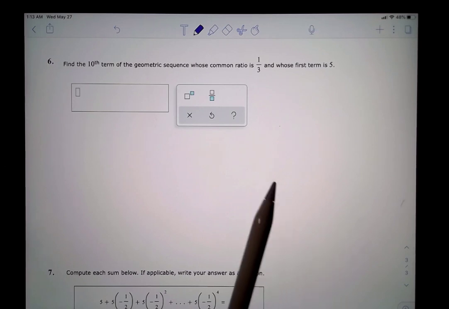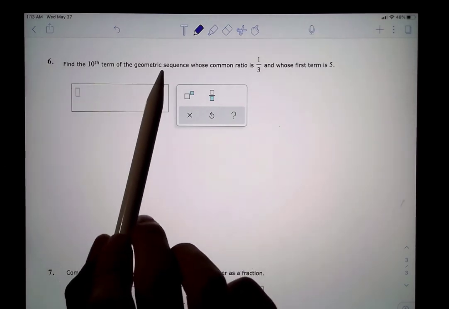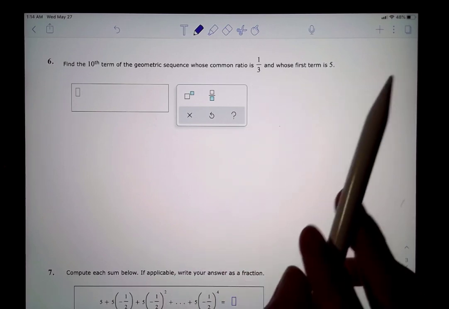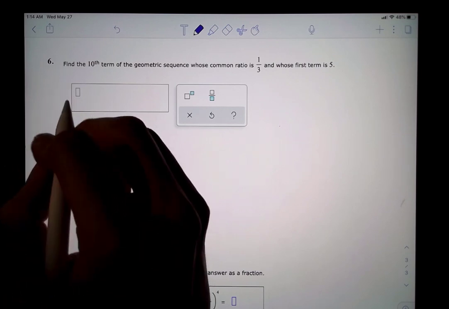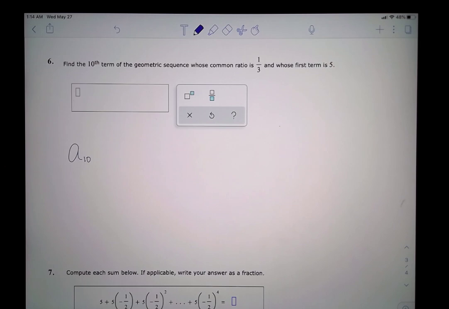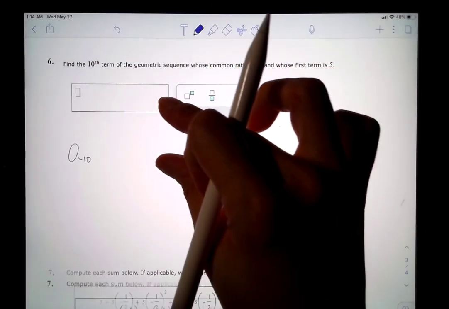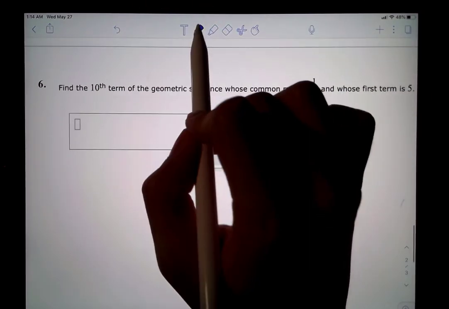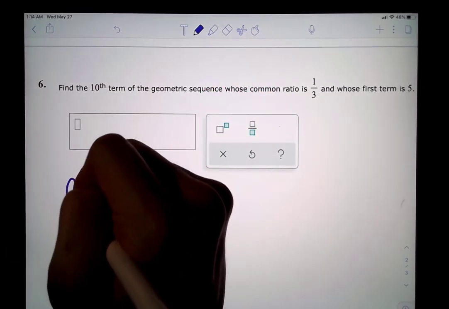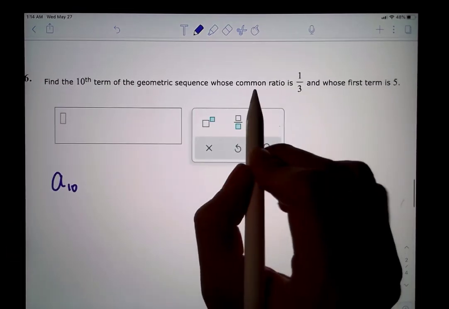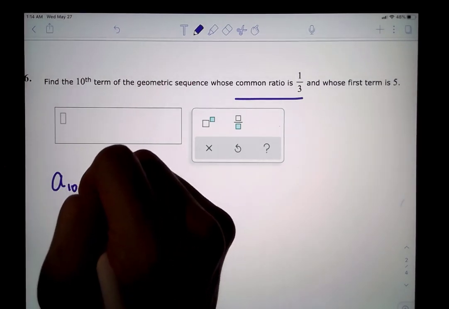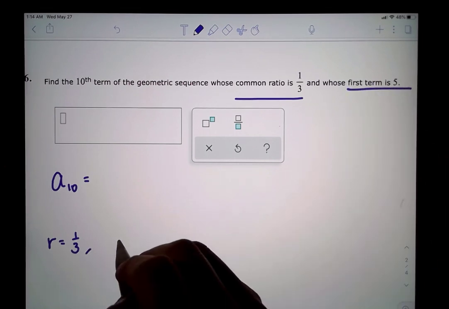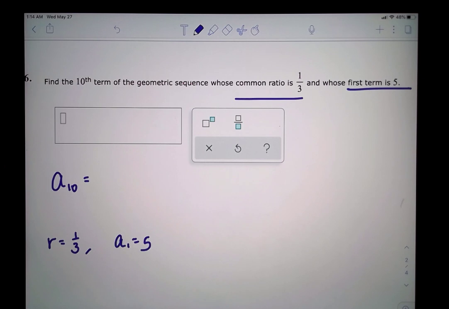So number 6, find the 10th term of the geometric sequence whose common ratio is 1/3 and whose first term is 5. So they gave you the information. They want to find A10, and the given information is the common ratio. So my r is 1/3 and my first term is 5, right?